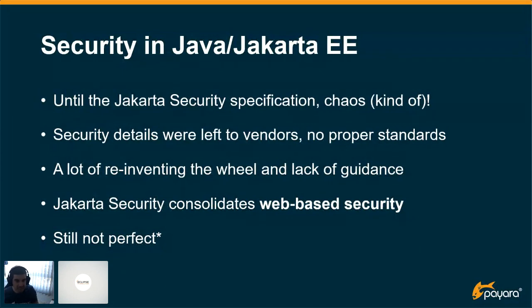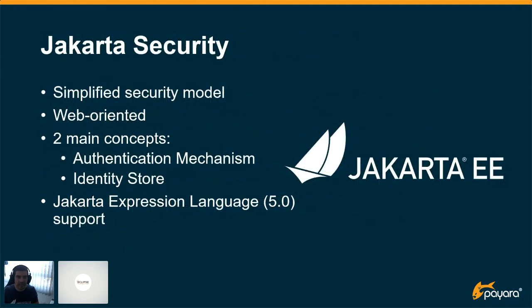This is still not perfect. There are some details that are still being worked on as we speak, and hopefully with Jakarta 11 and the new version of Jakarta Security, there will be better and better integrations with not only OpenID, but other security standards on the web, and some of the gaps in the specification will be covered as well. So Jakarta Security introduces a simplified security model. It's well-oriented, as I explained. The idea is that if you are integrating an application on the web and you want to tell how your users are going to authenticate and be validated, you can do it in a simplified manner.